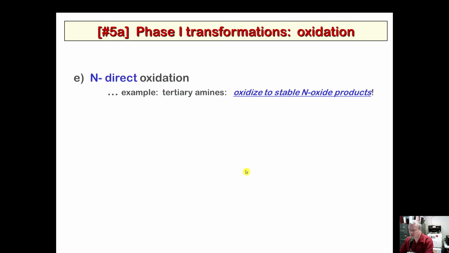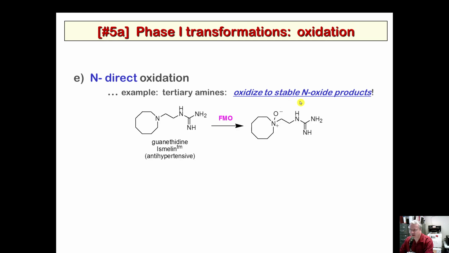So a couple examples. Tertiary amines, right? Nitrogen with three things on it, and I think I misspoke earlier. Yeah, these usually will oxidize and stop. It just makes the N-oxide, and the N-oxide is actually relatively stable, so it's not like something else would happen. Guanethidine is a hypertensive drug, and it oxidizes on the amine. You get the N-oxide, and then that's actually a semi-stable species. It's not like it rearranges to another functional group.